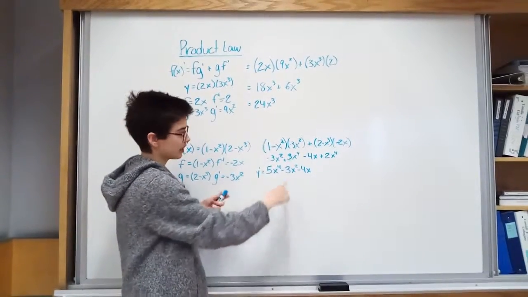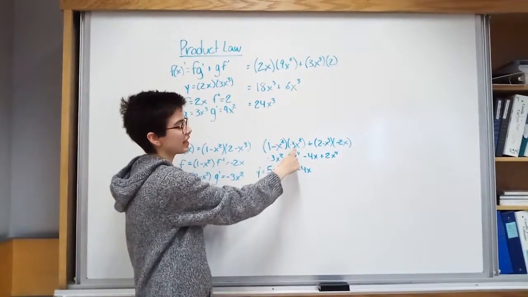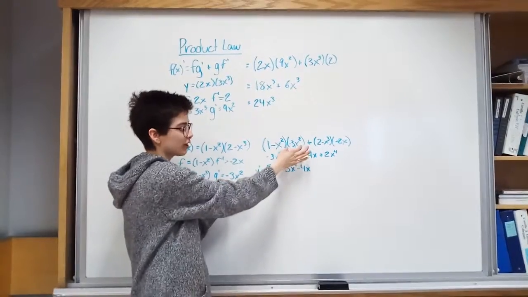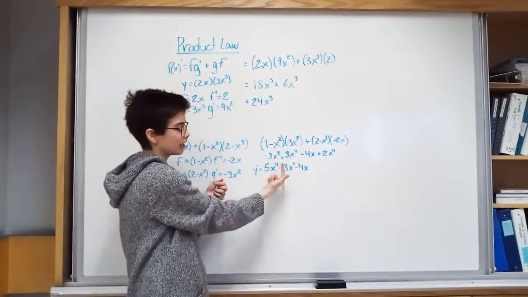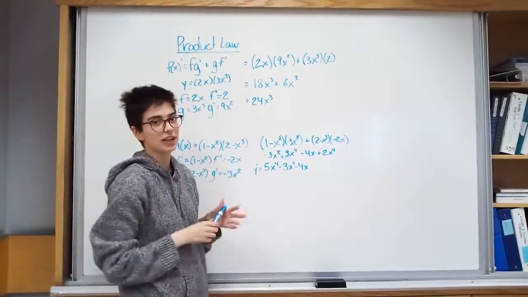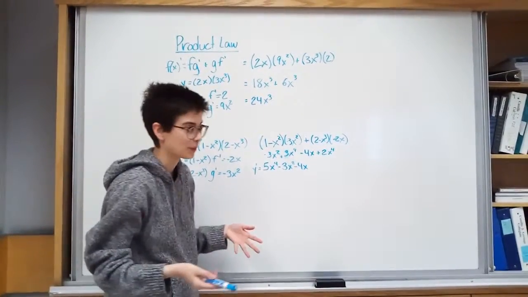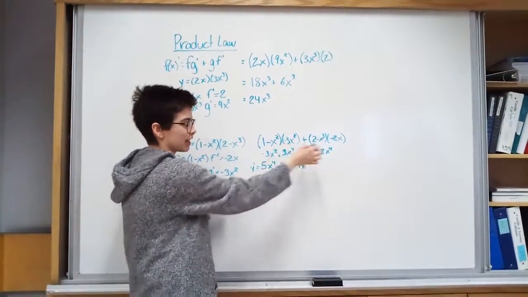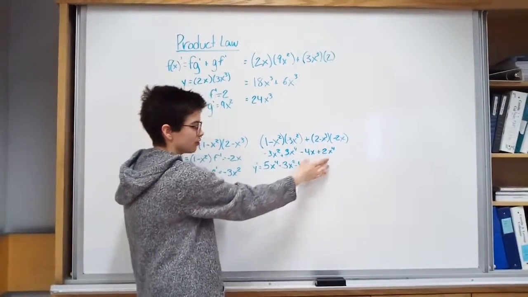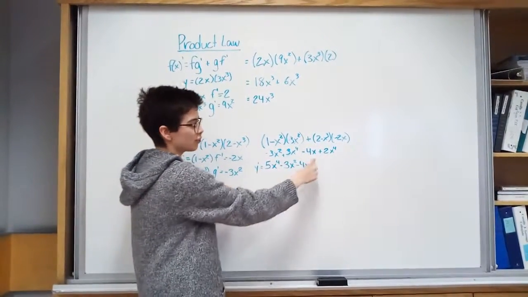Make sure to watch for things like negative x squared times negative 3x squared, because once you multiply them together, you get a positive, and if you don't put that in, you might get a completely different answer. Well, you will get a completely different answer, and that's not what we want. So we have the first term and the second term here, and you can just combine them all together at the end.